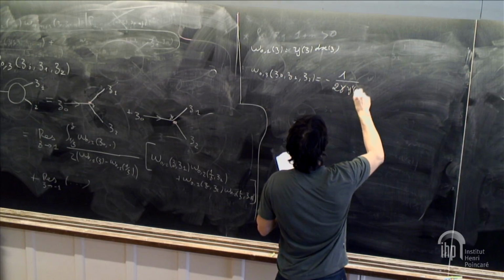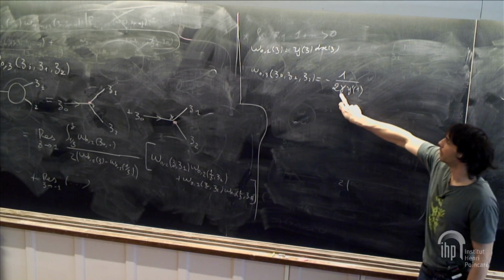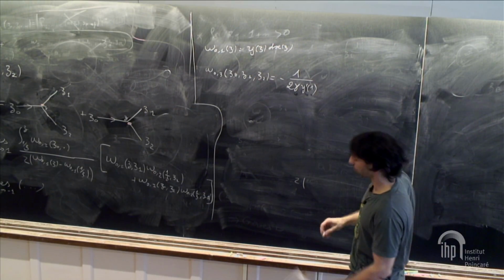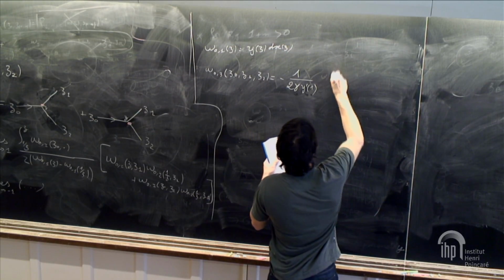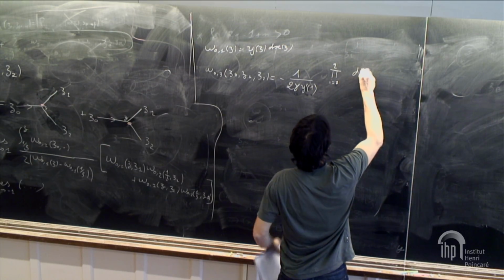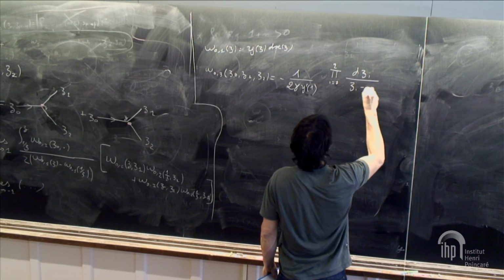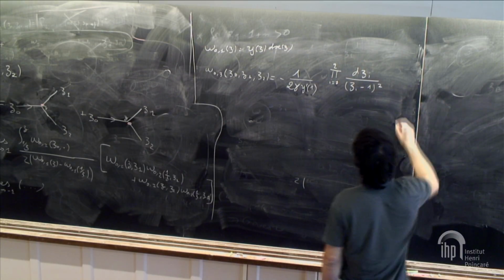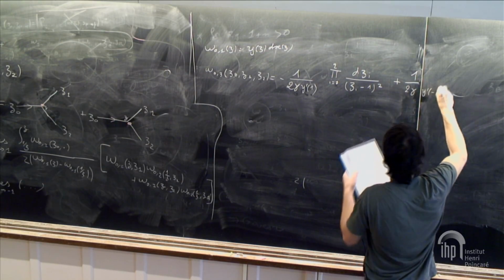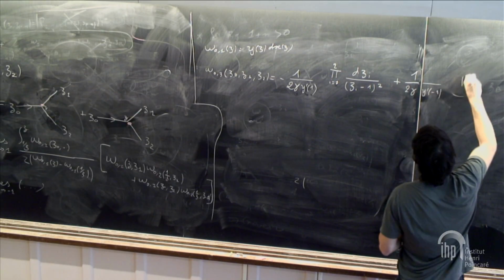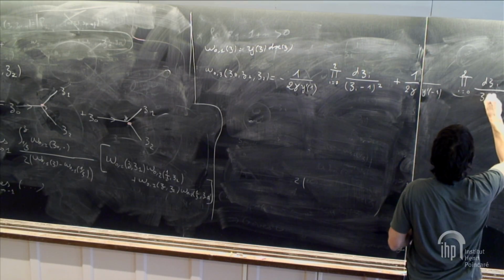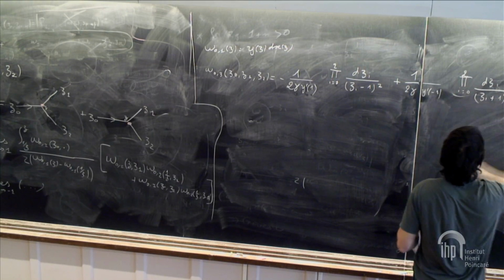It's y prime of 1. So you remember gamma is a quantity you can compute, and y prime is the derivative of y evaluated at z equals 1. And then you've got a product from i equals 0 to 2 of dzi divided by (zi minus 1) squared, plus 1 over 2 gamma y prime of minus 1, product from i equals 0 to 2 of dzi divided by (zi plus 1) squared.